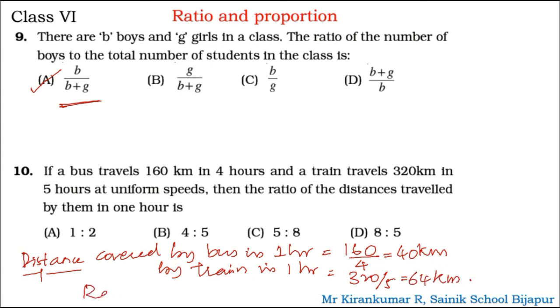Now the ratio is the ratio between 40 and 64. These 40 and 64 are both divisible by 8. So we get 5 is to 8 as the ratio. This confirms option C is the right answer.